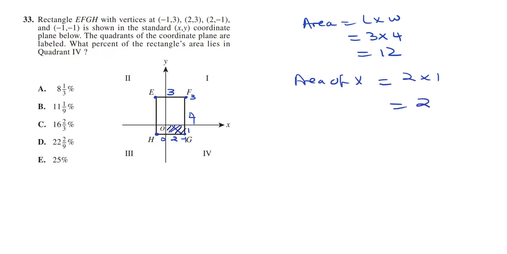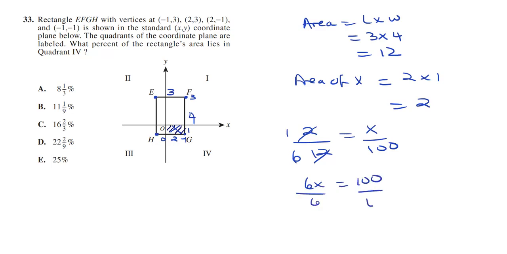So we now have the percent is going to be 2 divided by 12. And this is going to be x over 100. Or you can say multiply by 100, doesn't matter. So let's make this simpler: 1 over 6. And so 6x is equal to 100, so x is 100 divided by 6. We have x equal to 50 over 3, which is going to be 16.67 or something, or 16 2/3, okay?